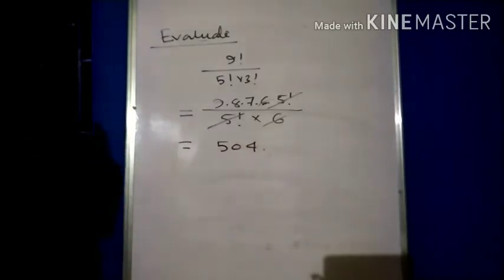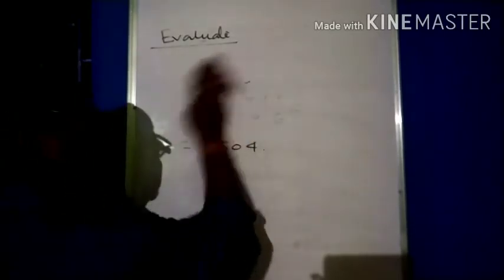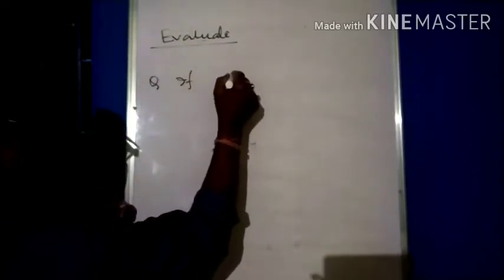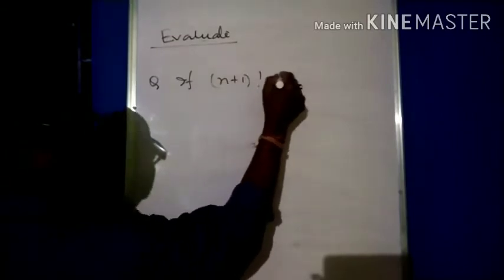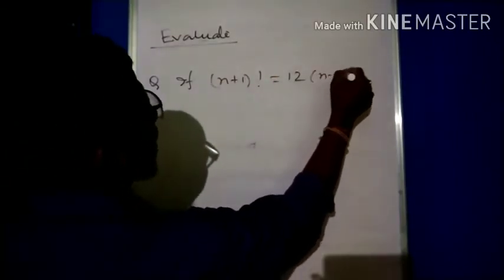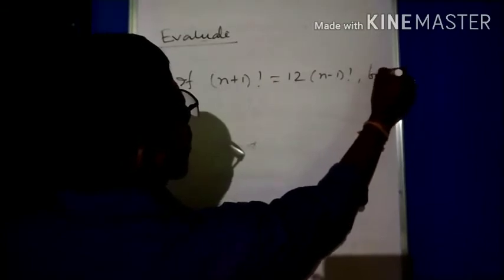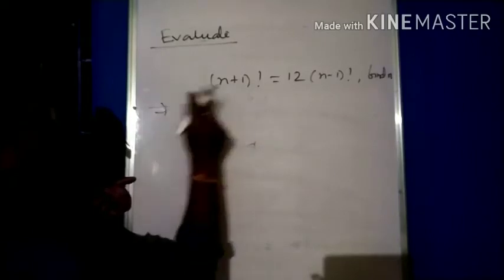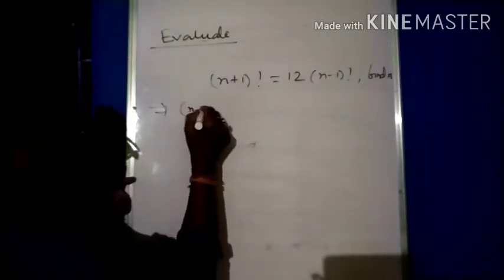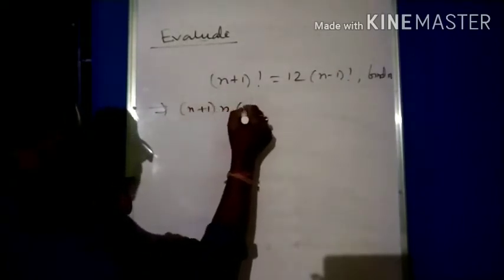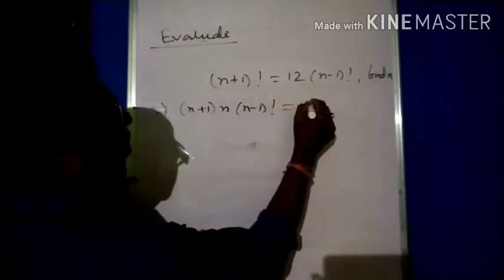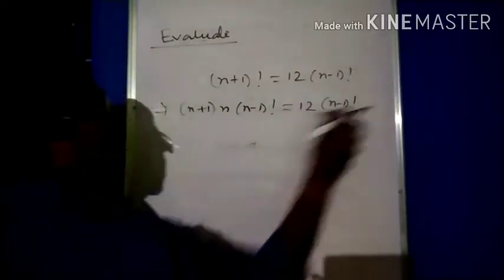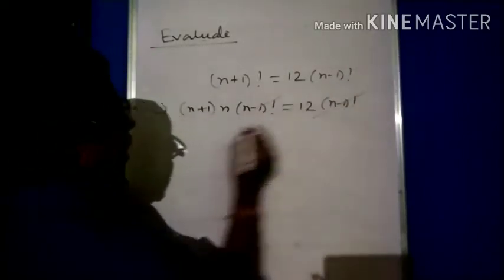Again, let us find out another problem. If factorial n plus 1 is equal to 12 into factorial n minus 1, find the value of n. It's very simple. We have to convert factorial n plus 1 to factorial n minus 1. So you can write n plus 1 into n into factorial n minus 1 equal to 12 into factorial n minus 1. This is the solution. So factorial n minus 1 cancels.